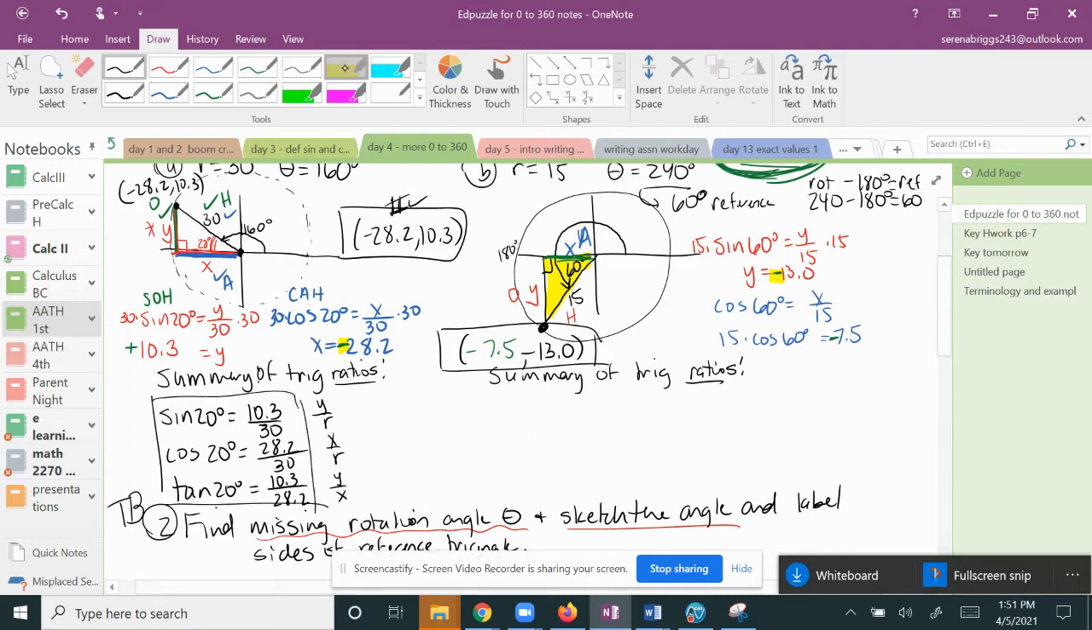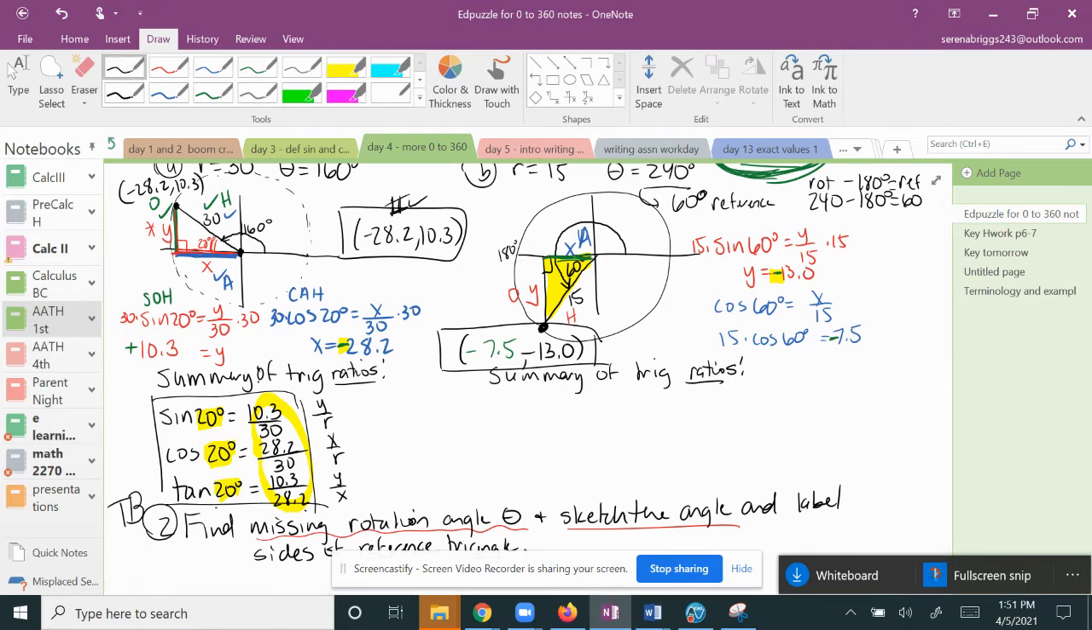Now you might be asking yourself, how come I didn't put the negative on the 28.2? And that's because I'm using my reference angle, and reference angles are in quadrant 1. So all of these ratios are positive if we're in quadrant 1. None of them are going to be negative ratios.